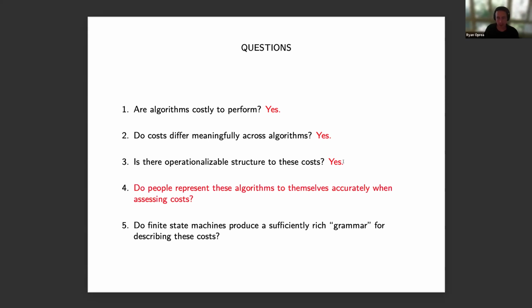Okay, so now I'll ask a couple of deeper questions in the time remaining. I'm going to have to breeze over these a little bit, but if you're interested, there's lots of detail on this in the paper. So one question is, do people represent these algorithms to themselves? When they look at an algorithm, do they represent their costs accurately to themselves?